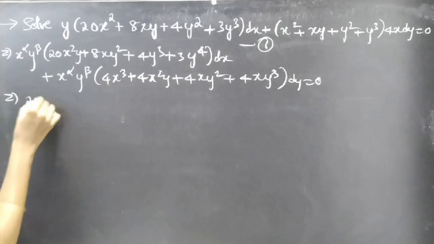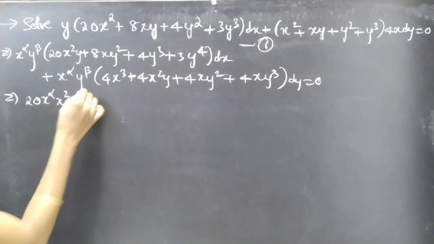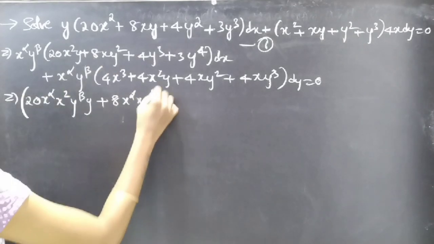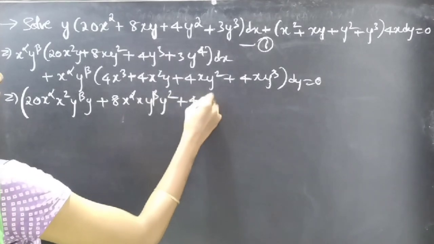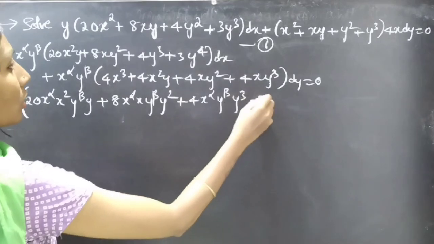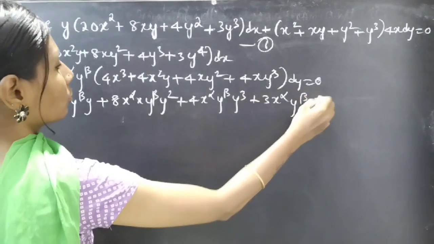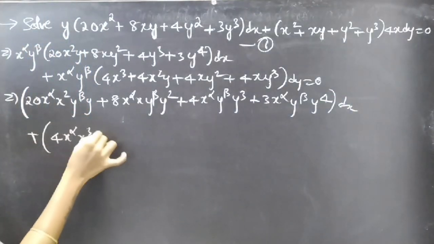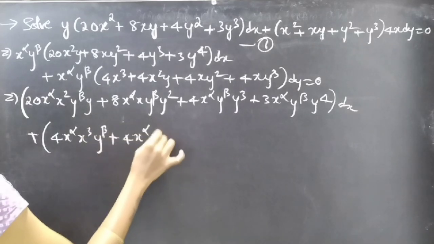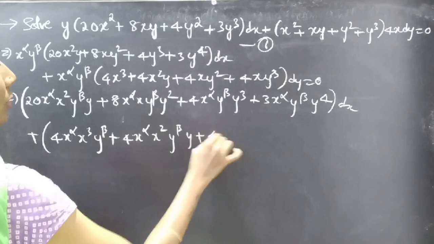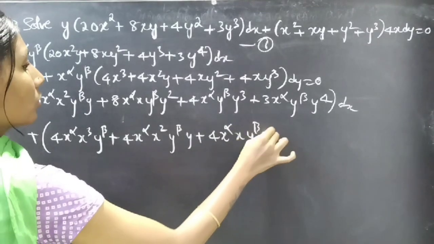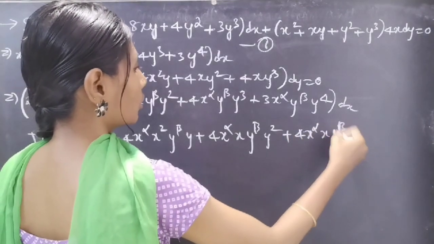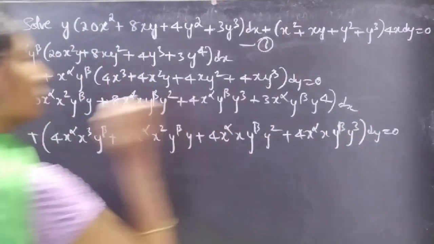Now we can write this as 20 x^α into x² y^β into y plus 8 x^α into x y^β into y² plus 4 x^α y^β into y³ plus 3 x^α y^β into y⁴ into dx plus 4 x^α x³ y^β plus 4 x^α x² y^β into y plus 4 x^α into x y^β into y² plus 4 x^α into x y^β into y³ into dy equal to 0, right?